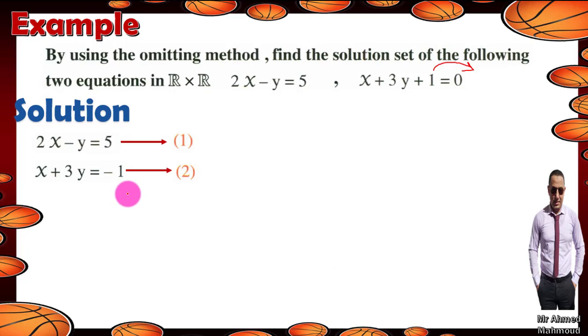The idea of the omitting method is that I must do omitting, omitting meaning canceling, one of the two variables x or y. How will we do it? 2x and here 1x. I need to make x or y additive inverse to each other.